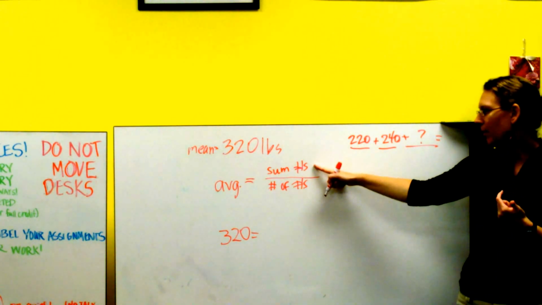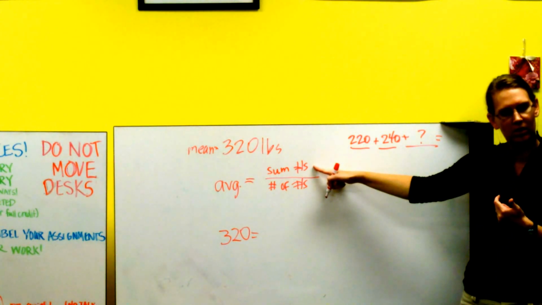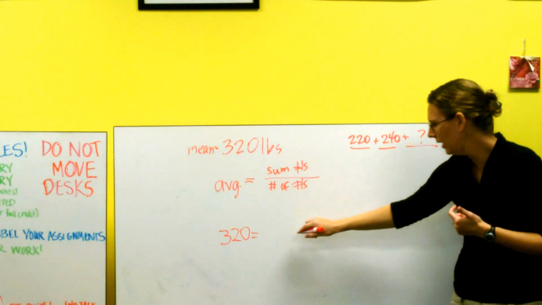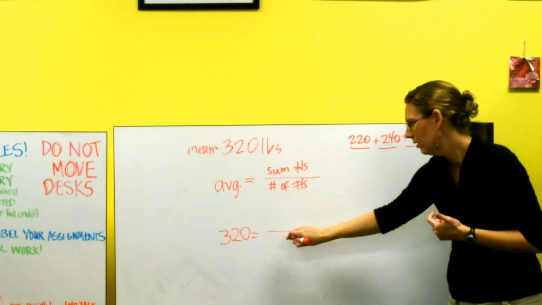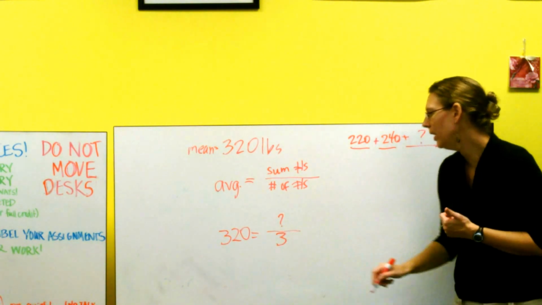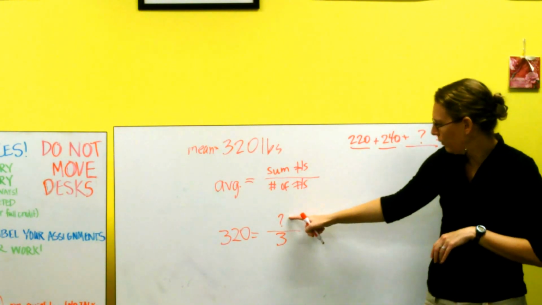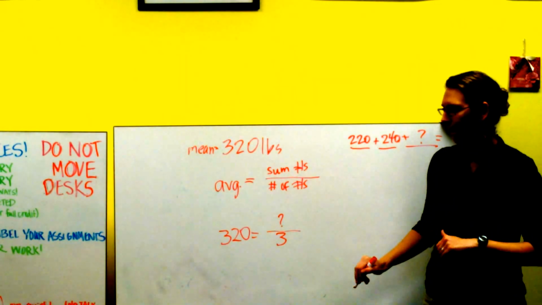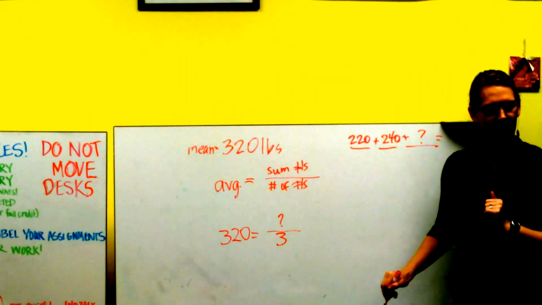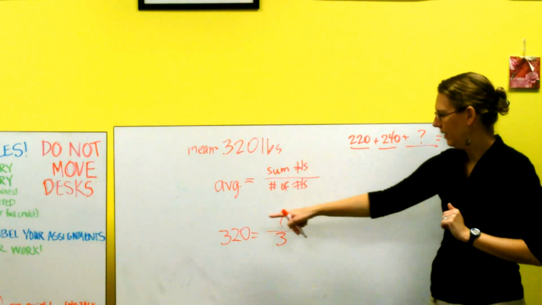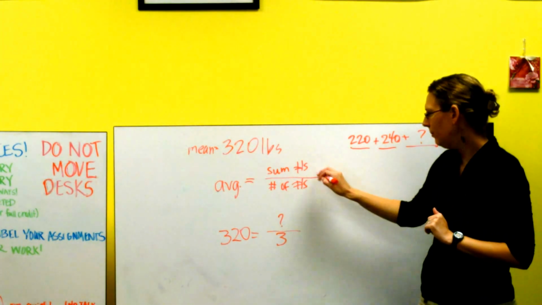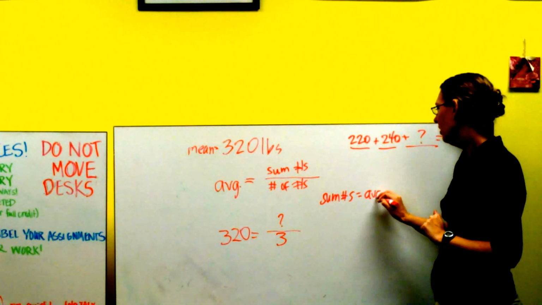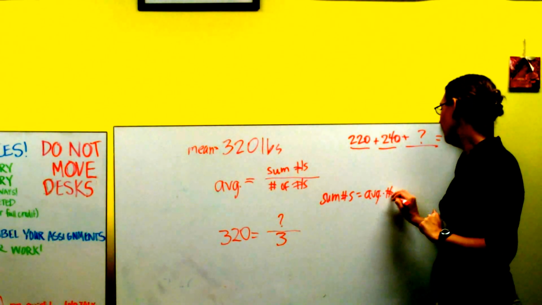Do I know my sum of numbers? Not yet. Do I know my number of numbers? What is it? Over 3. Exactly. So I have question mark over 3. We said when we have question mark on the top, how do we solve for question mark? We multiply the number of numbers. Exactly. We're going to have to multiply. So we said the sum of numbers equals my average times my number of numbers.